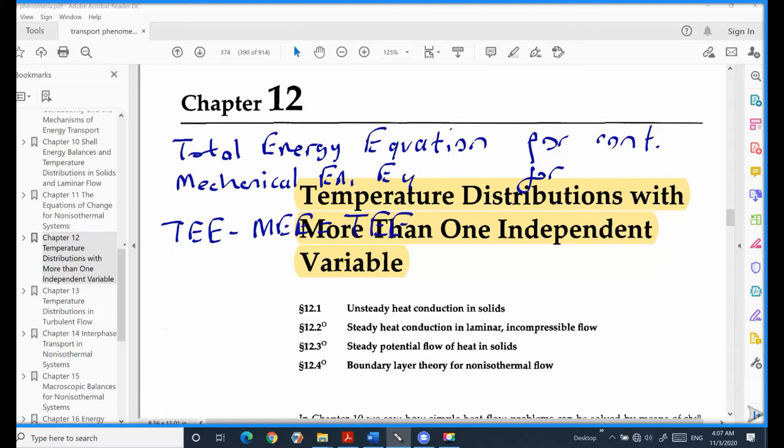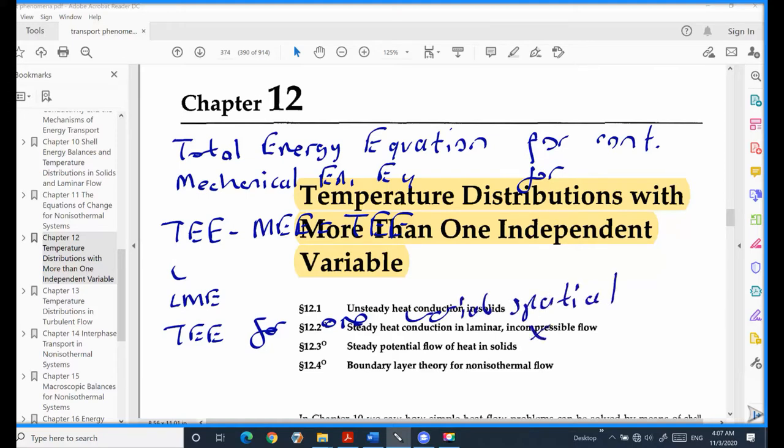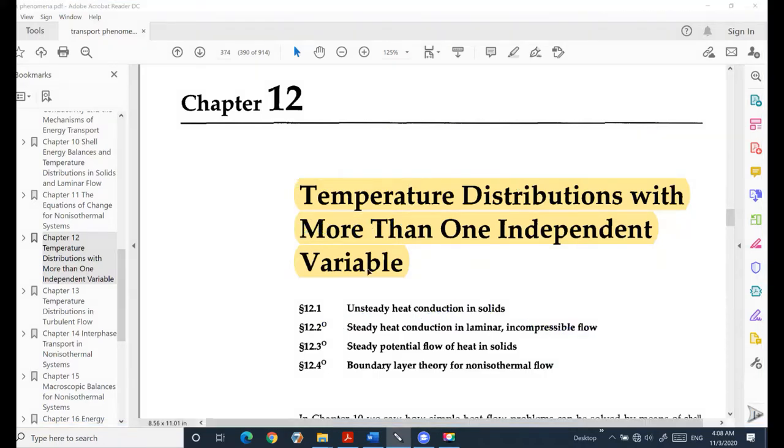So in chapter 11 we looked at examples, the solution for this example, the application of the continuity equation, linear momentum equation, and thermal energy equation for just one spatial variable, x or y or z or r or theta or z, and so on. Now in this chapter we go through problem solutions, some examples actually.